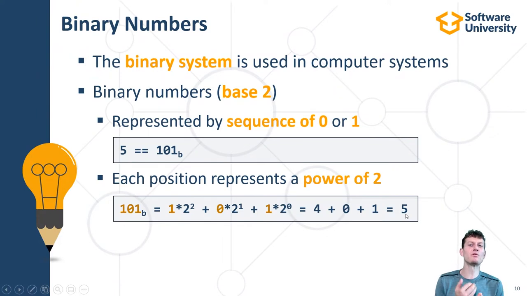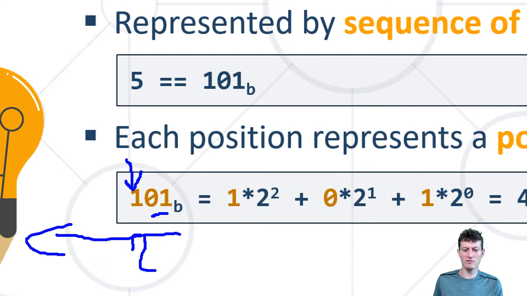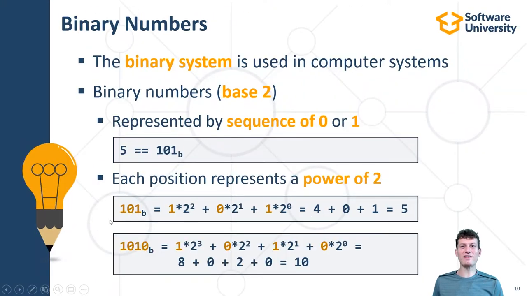Like in the decimal system, the rightmost digit has the smallest weight and the leftmost position has the biggest weight, and all weights are increasing powers of 2, starting from 2 to the power of 0 for the last digit. The next example uses a binary number consisting of 4 digits.